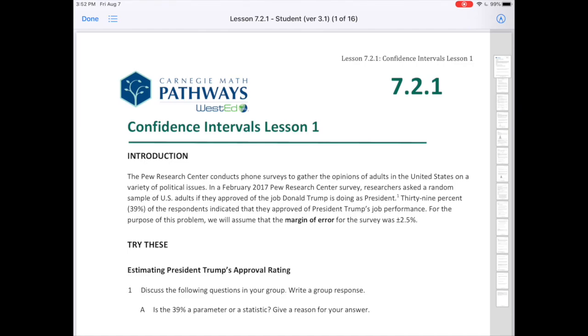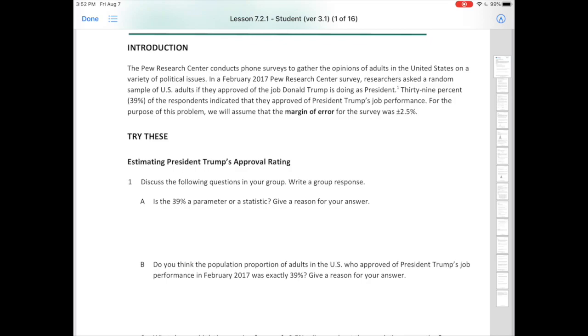Introduction. The Pew Research Center conducts phone surveys to gather the opinions of adults in the United States on a variety of political issues. In a February 2017 Pew Research Center survey, researchers asked a random sample of U.S. adults if they approved of the job Donald Trump is doing as president. 39% of the respondents indicated that they approved of President Trump's job performance. For the purpose of this problem, we will assume that the margin of error for the survey was plus or minus 2.5%.